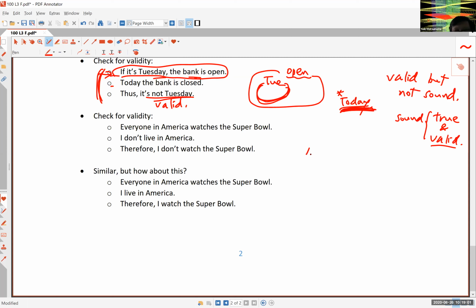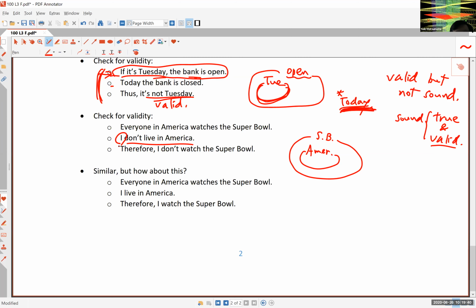This one says, everybody in America, here's a set of Americans, watches the Super Bowl. So this is saying, if you live in America, you watch the Super Bowl. You happen to know it's not true. I know that because I live in America and I make it my policy to not watch the Super Bowl. I am so defiant. Anyway, that's not true. But the statement is saying that if you are in the smaller circle called living in America, then you watch the Super Bowl. I don't live in America. Therefore, I don't watch the Super Bowl.